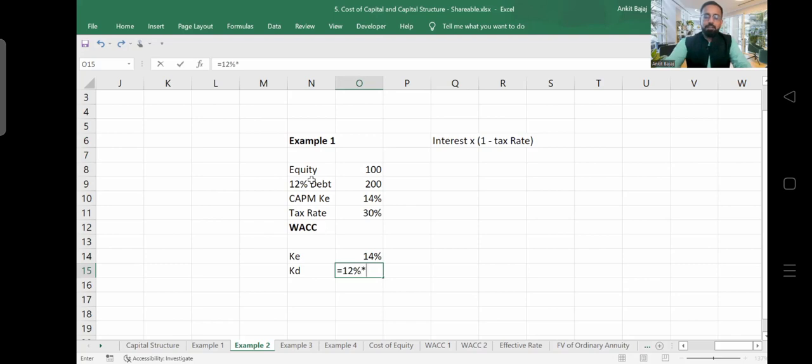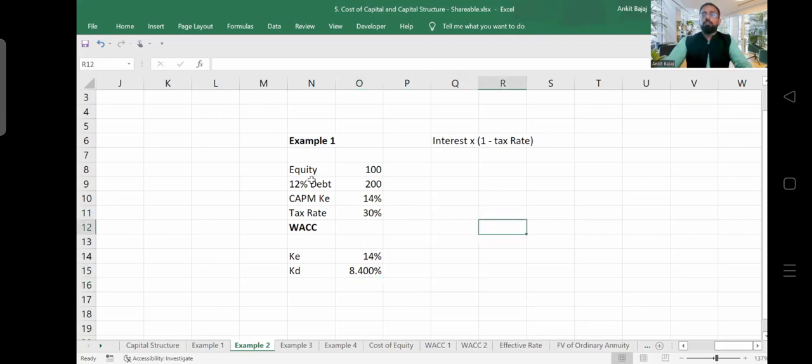Then multiply, open up the bracket, 1 minus tax rate. Tax rate is given here, 30%. And if I close the bracket, I will get the answer, that is 8.4%. This is the answer, right? 8.4% is the final cost of debt. So we have to take the after-tax cost of debt. Is it clear? That is 8.4%.